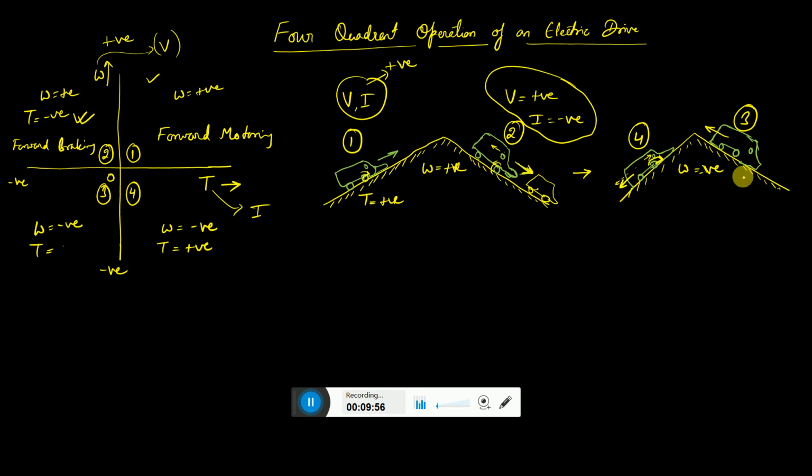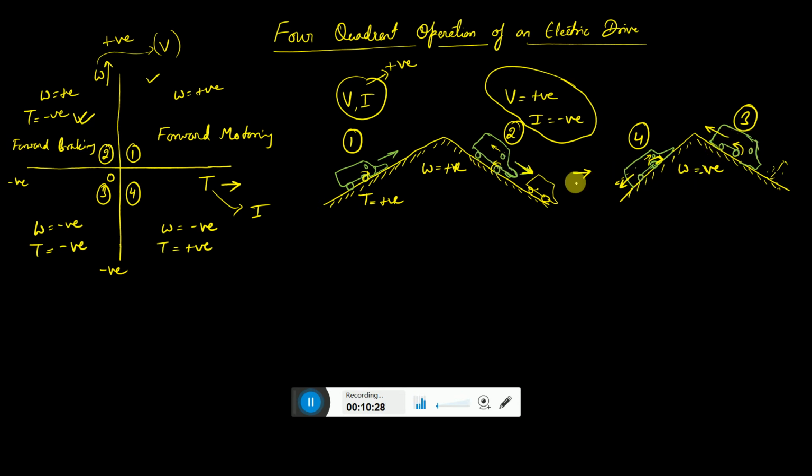In case number 3, what happened? You are on a downhill, but because of some traffic in front of you, you need to move it upward. So when you need to move it upward, your only option is to drive it in the reverse direction, and the motion is also in the reverse direction. So this is the case when you have the speed negative and the torque also negative.